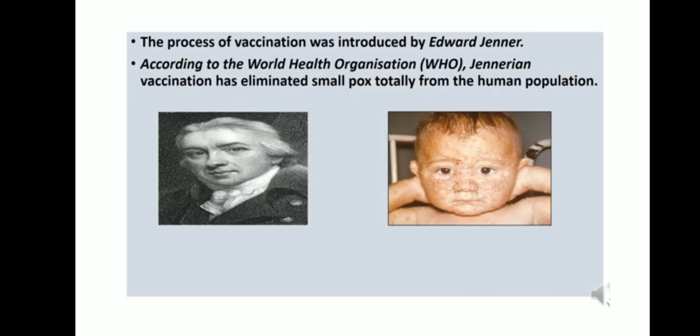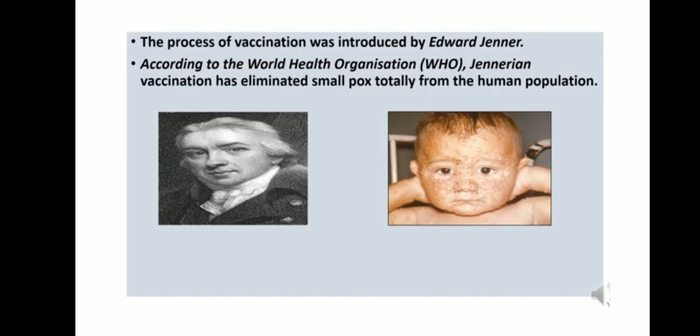So we have seen two types of vaccine, live vaccine as well as killed vaccine. So vaccine is prepared from what? Only from the microorganism. The process of vaccination was introduced by, an important one word, Edward Jenner. So the vaccination was introduced by Edward Jenner.